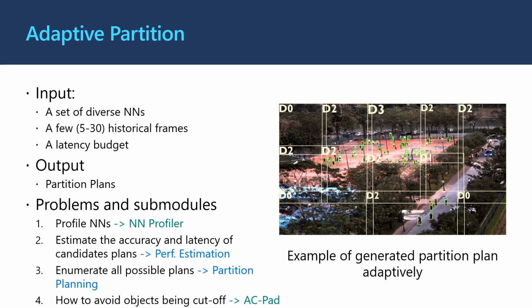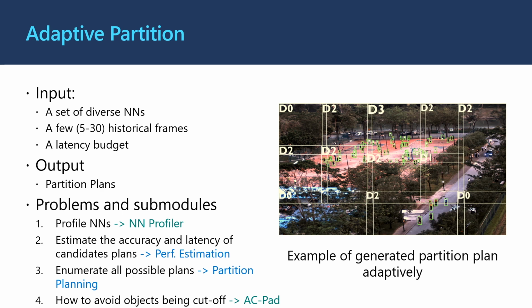In the adaptive partition, the goal is to obtain best partition plans according to the given latency budget. We first profile the diverse models, get their latency and accuracy on different sizes of objects via NN profiler. Then, we analyze some historical frames. By using the ground truth or an oracle model, we can get the object distribution. More specifically, where objects tend to locate and what size they are.